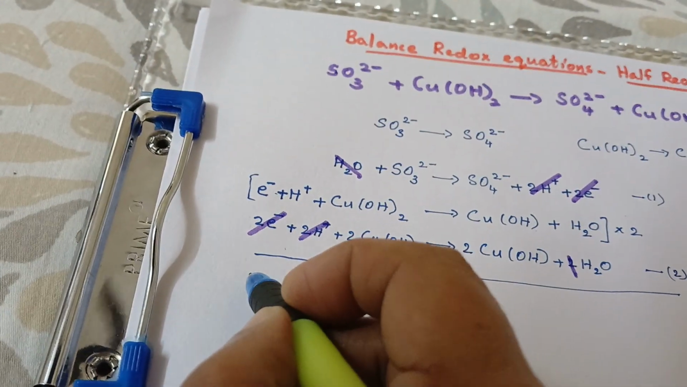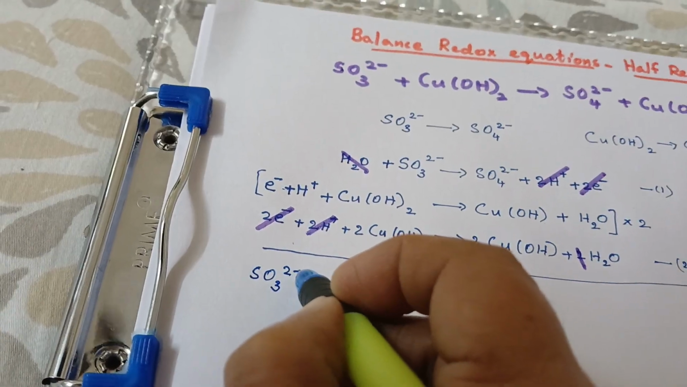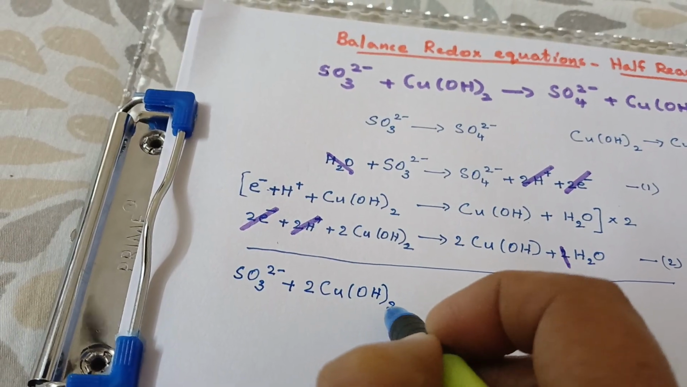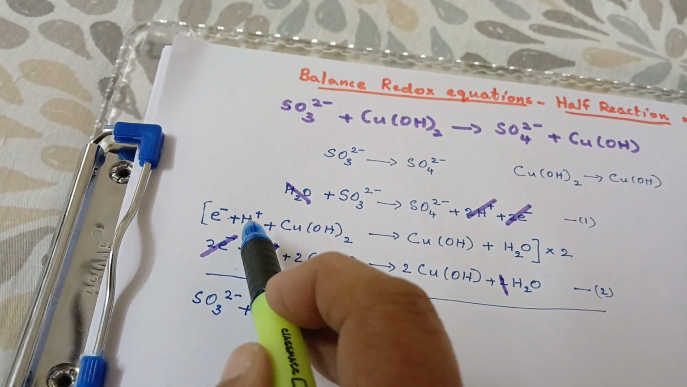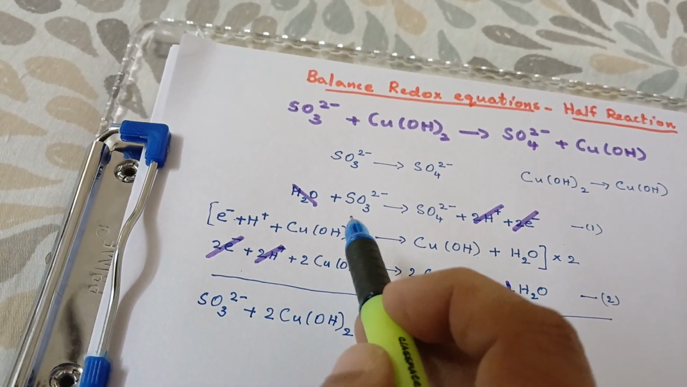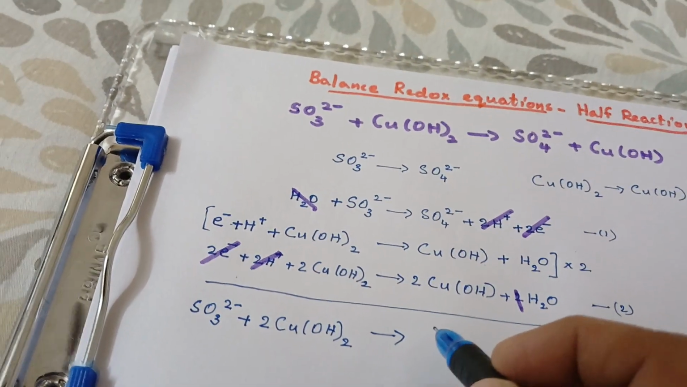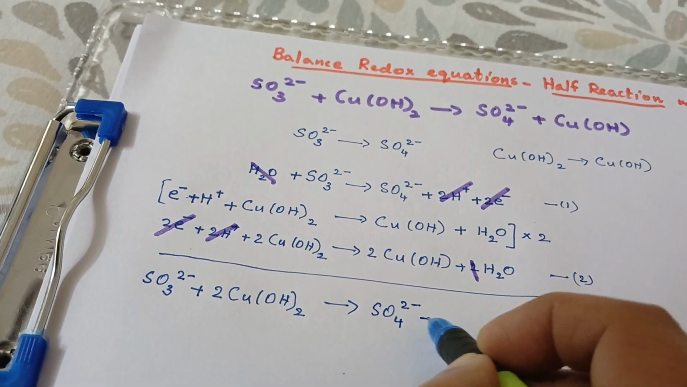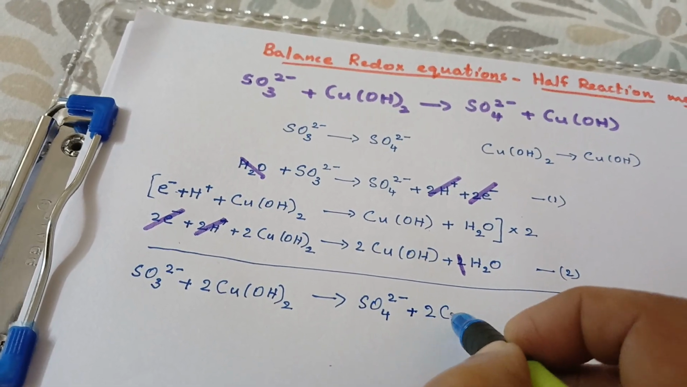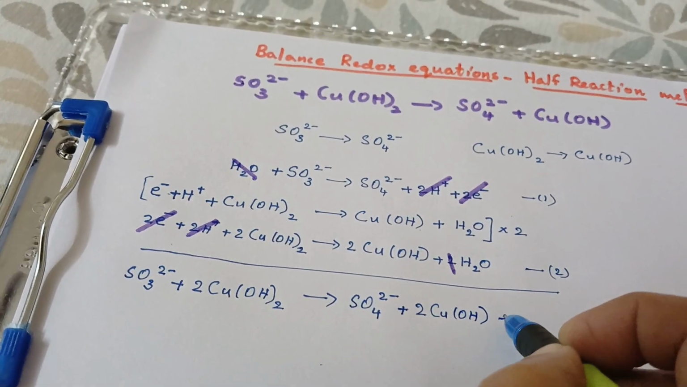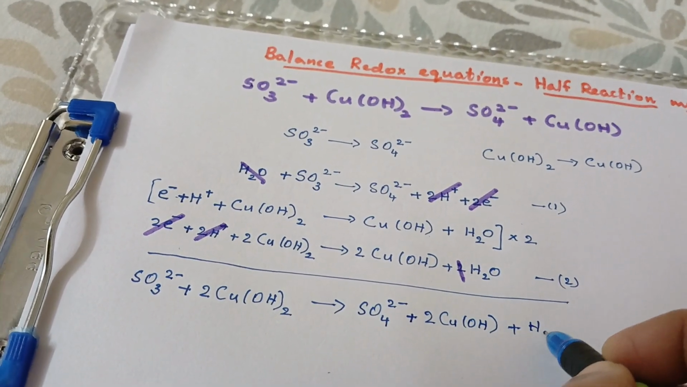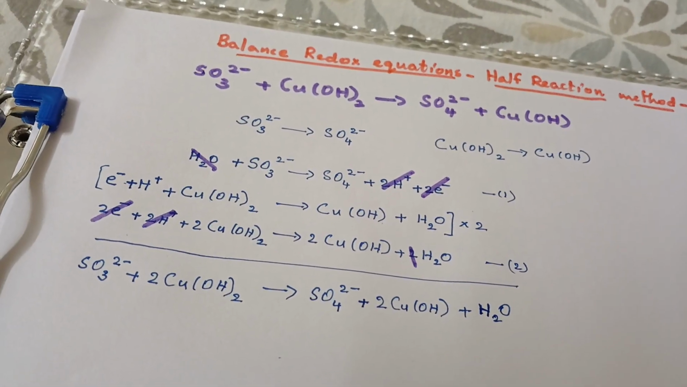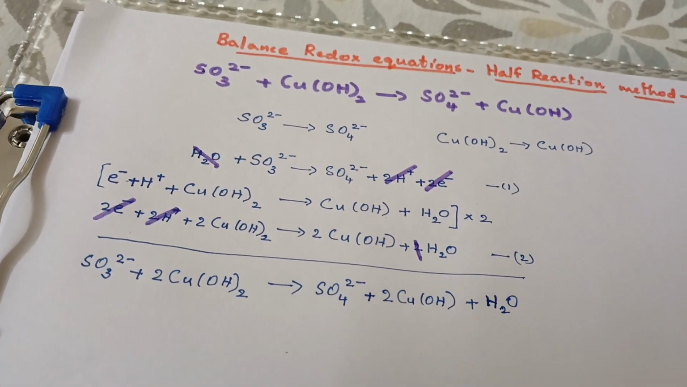Let us write SO3 2 minus plus 2Cu(OH)2, giving, anything else? No. SO4 2 minus plus 2CuOH plus H2O. So this is a balanced equation in the acid medium.